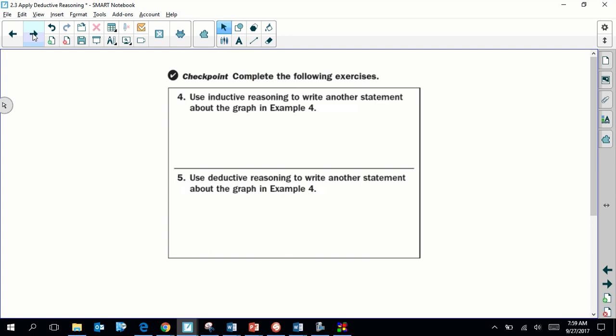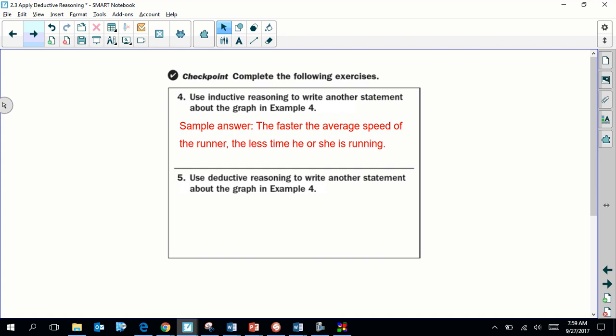And lastly here, go ahead and pause the video one more time, answer questions 4 and 5, and when you're done, come back and hit play and compare your answers with mine. Okay, so question 4, using inductive reasoning, write another statement about the graph in example 4. Now, this is just a sample answer. This is not the only answer that you could have. So my sample answer is, the faster the average speed of the runner, the less time he or she is running.